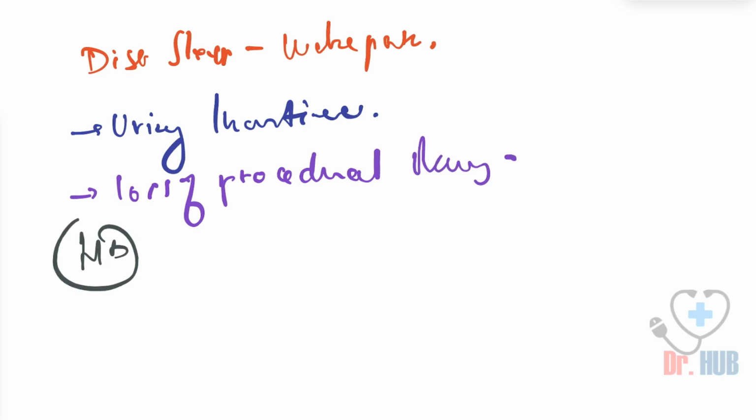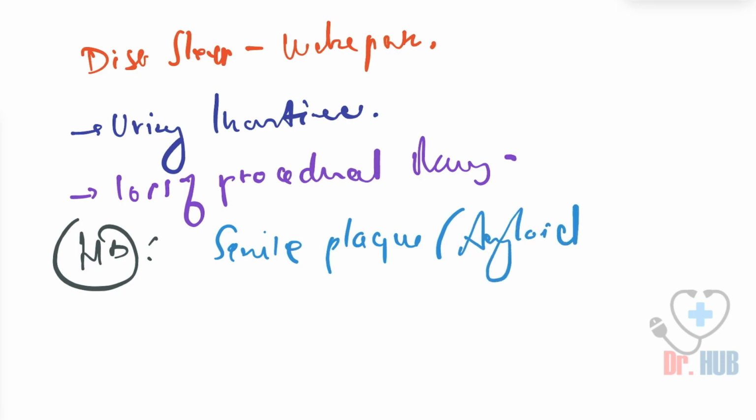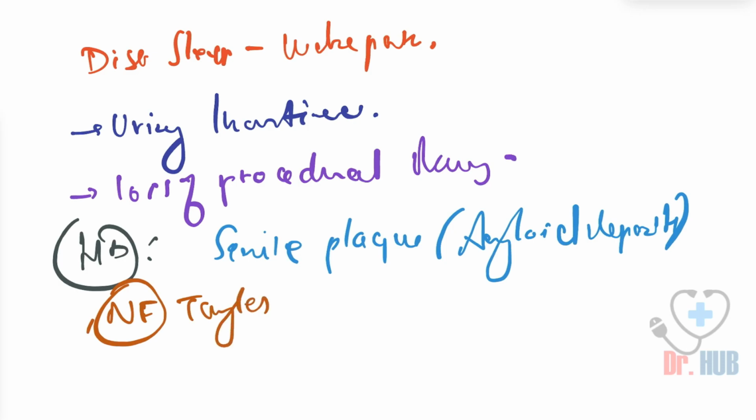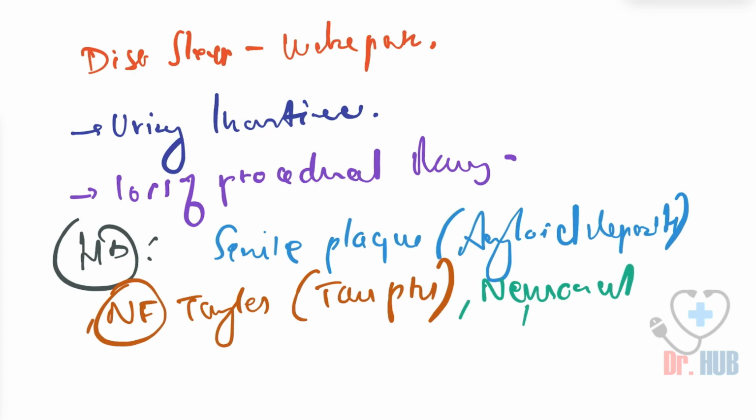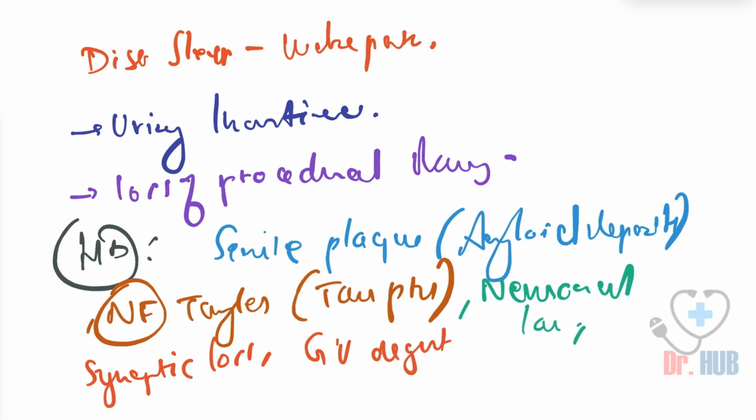Now when we look at the histopathology, there are senile plaques, which are nothing but amyloid deposits. And then there are also neurofibrillary tangles, NF tangles, which are composed of tau proteins. Then there is neuronal loss and synaptic loss. Then there is also granulovacuolar degeneration of the neurons.